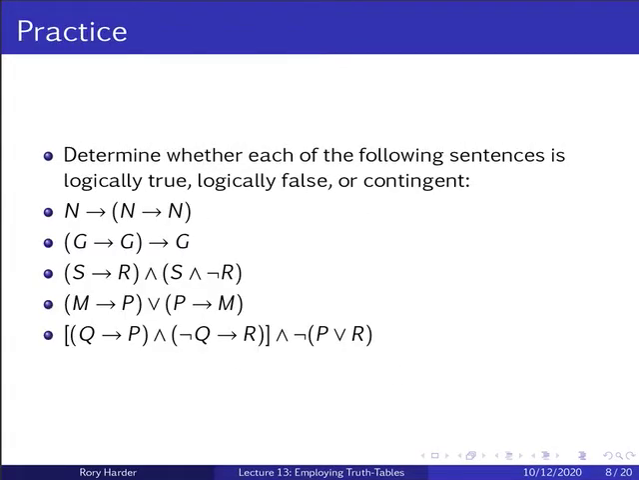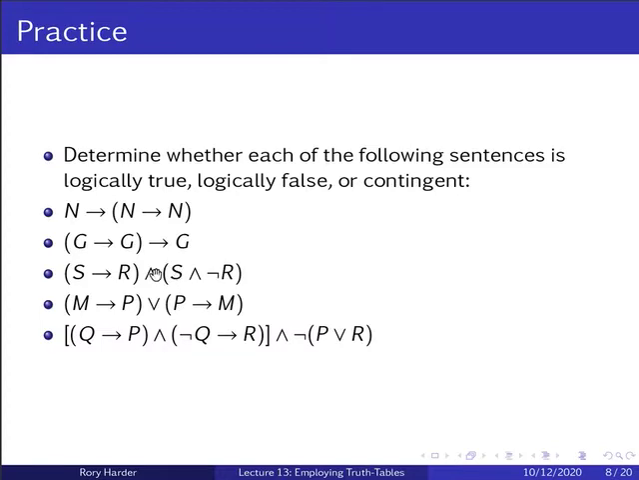So here are some example sentences which you can use to practice by constructing your own truth tables for them, and then looking at those truth tables to determine whether for each sentence it is a tautology, i.e. logically true, a contradiction, i.e. logically false, or a contingent sentence. Now, I will construct a truth table to determine this for this third sentence here.